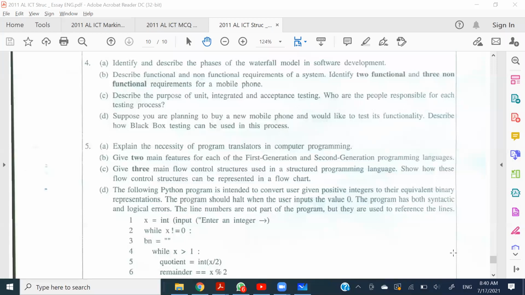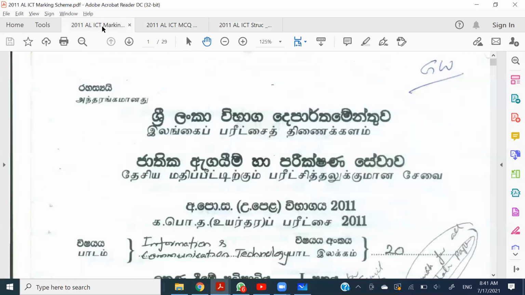Right, children, we discussed until the third question. Today we are going to work on the fourth question, and that fourth question is related to the system development life cycle. The first question they are asking is to identify and describe the phases of the waterfall model in software development. So I'm going through the marking here.